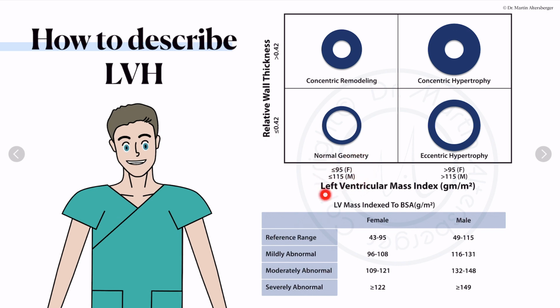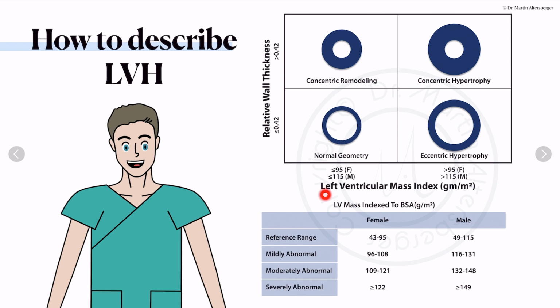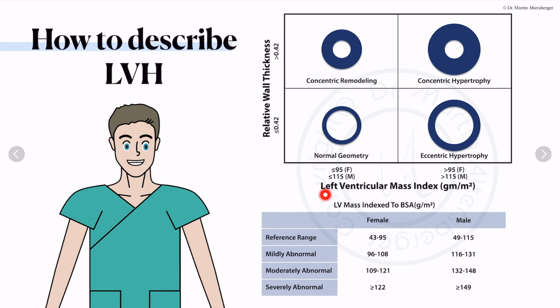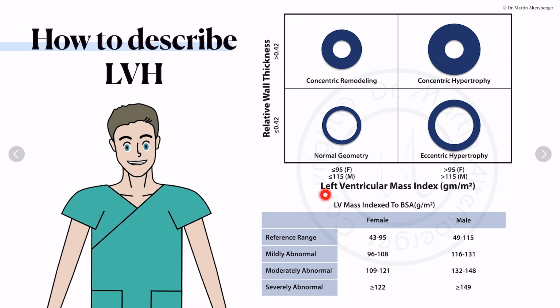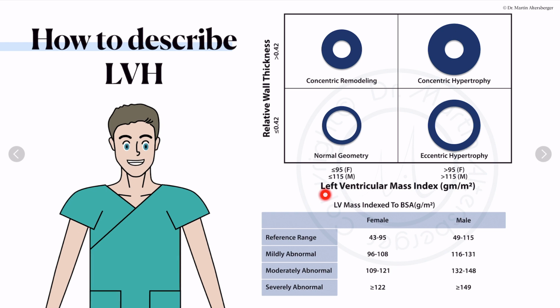So in case of the relative wall thickness and the left ventricular mass index, we need formulas. Those formulas you can find on the internet, but I also have a dedicated lecture on left ventricular hypertrophy and hypertrophic cardiomyopathy for you in preparation. So when it's uploaded, you can also watch this video.